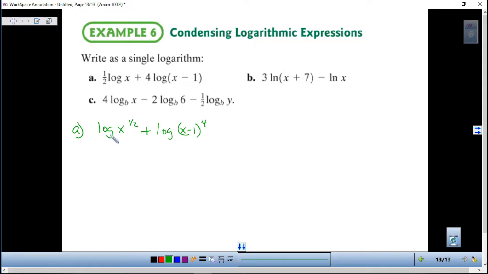And at that point, what can we do? Well, we've still got our sum here, so we can combine these into one log. And we can simplify while we're at it. x to the 1/2 is the square root of x, and x minus 1 to the 4th is just x minus 1 to the 4th. And you can put parentheses down or brackets, either one.